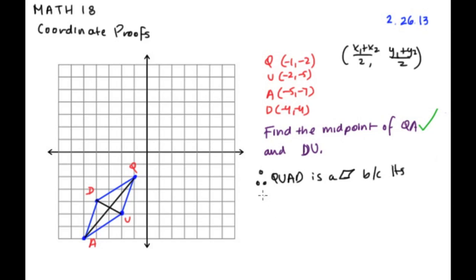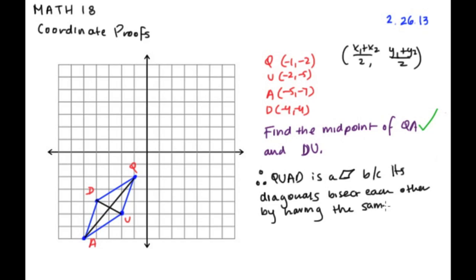its diagonals bisect each other by having the same midpoint. Abbreviate that. So that is basically it.